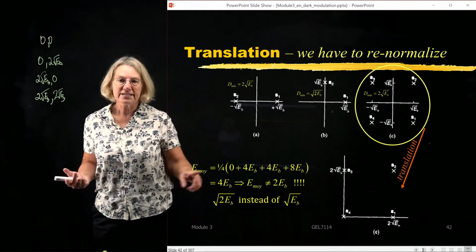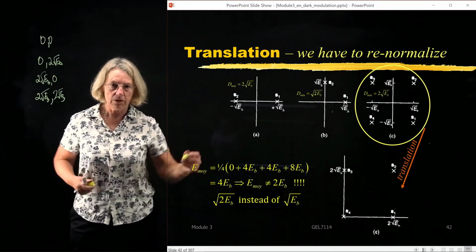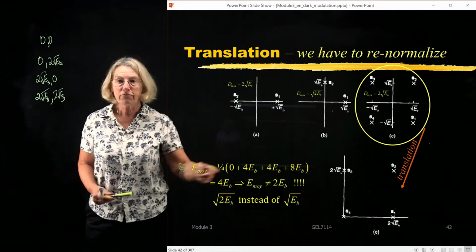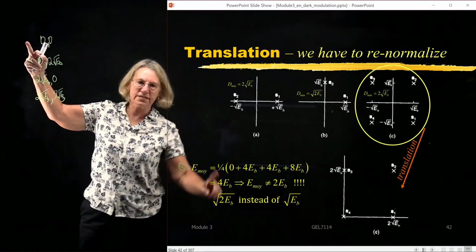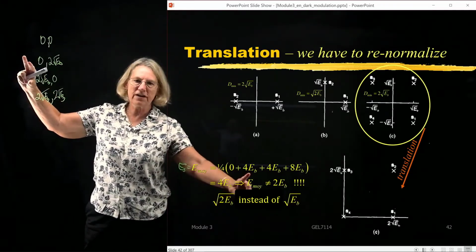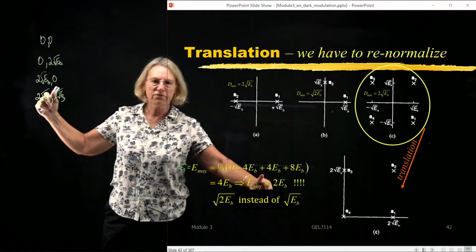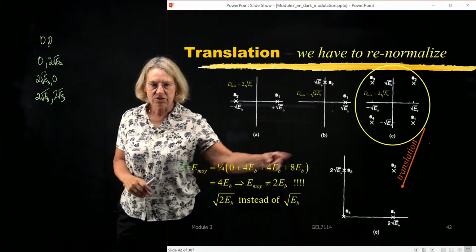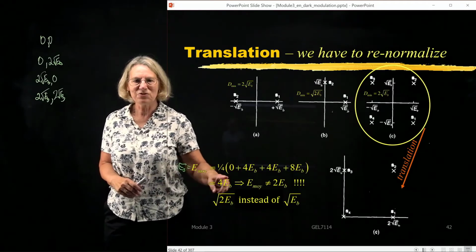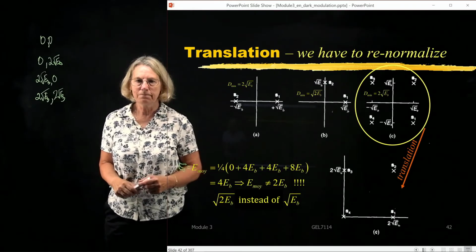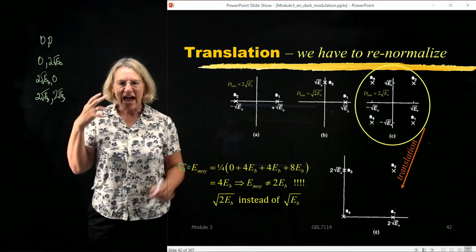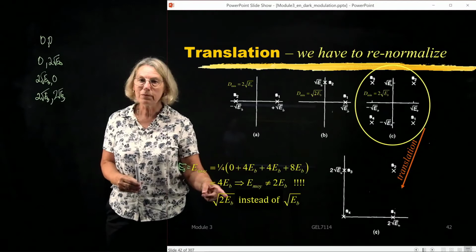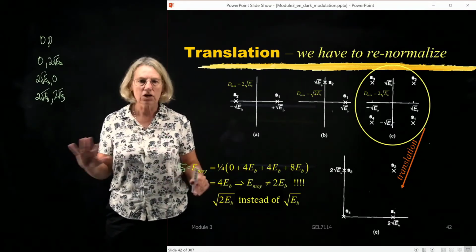So I do the math and I say, what is the average energy per symbol, right? Here is ES. Average energy per symbol is 1/4, and then I take, this has got 0 energy. These two have got 4 EB for energy, and then this one has got 8 EB for energy. So that, I do the math, and that comes out to 4 times EB. But of course, energy per symbol should be equal to 2 EB, but here it's equal to 4 EB. So that means this normalization is incorrect.